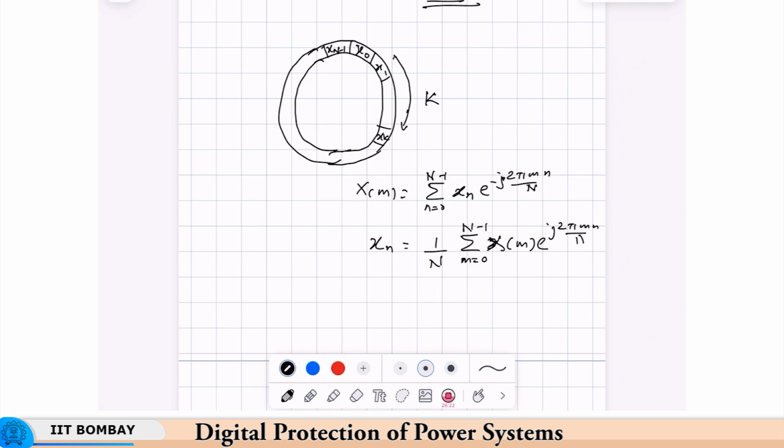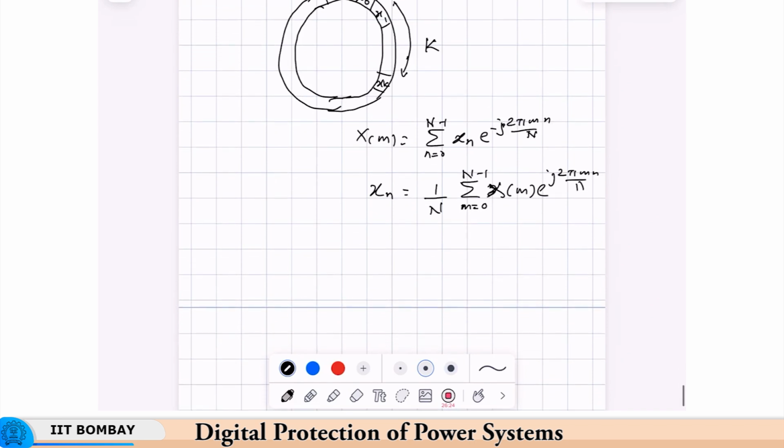Okay. So, the original sequence here is given as x 0 to x n, and the shifted sequence is shifted by k. Now, suppose you call the shifted sequence say x tilde, and the DFT of that is given by, let us claim that the DFT of that is given by x of n e raised to j.